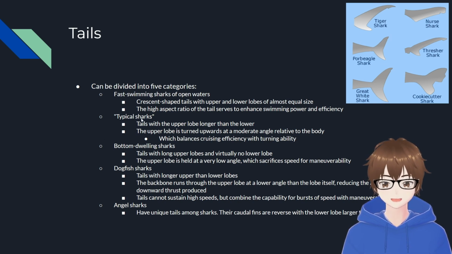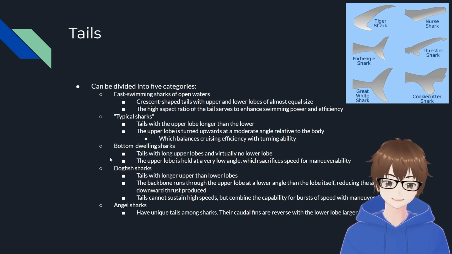Then we have the typical shark tails, with the upper lobe being longer than the lower lobe. The upper lobe is turned upward at a moderate angle relative to the body. This balances cruising efficiency and turning ability. Then we have bottom dwelling sharks, whose tails have longer upper lobes and virtually no lower lobe. The upper lobe is held at a very low angle, which sacrifices speed for maneuverability. So these ones are going to be very, very slow but can turn fast.